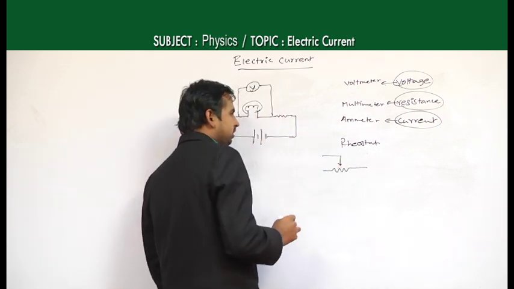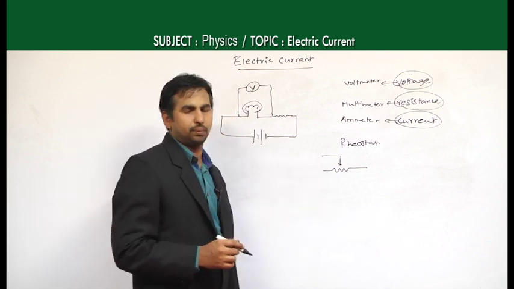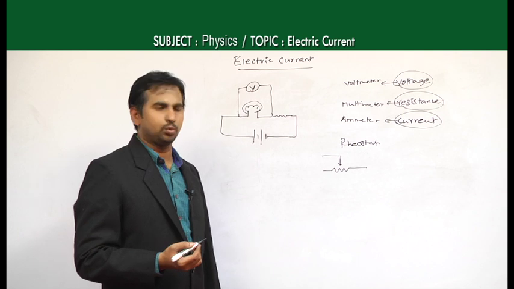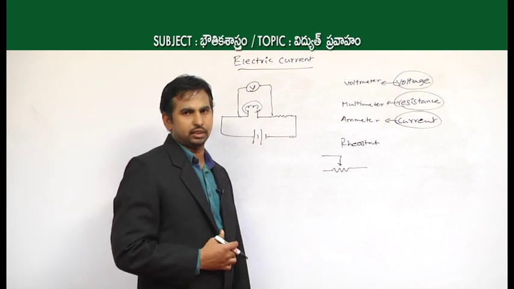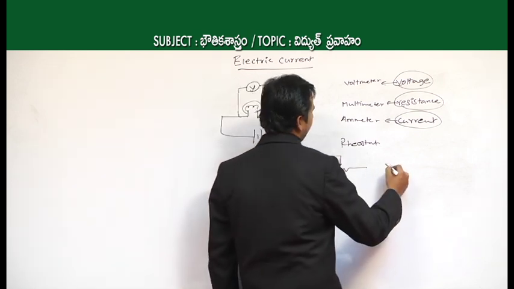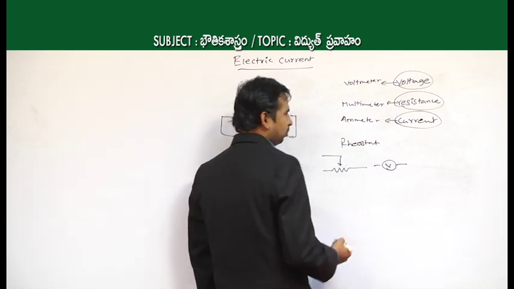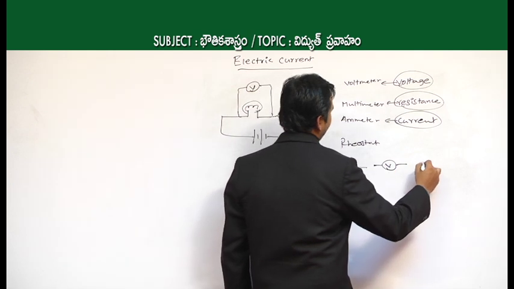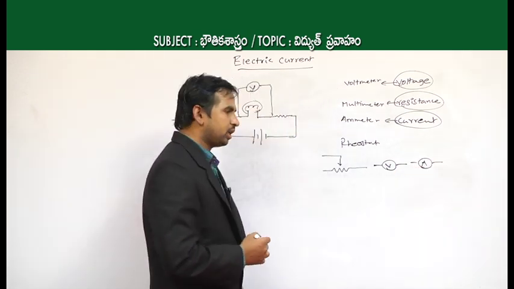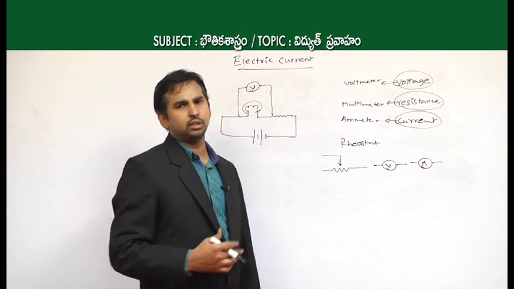This arrow mark represents that it is a varying resistance. Varying resistance means we can change the resistance value at that point by using the rheostat. Then you already know the symbol for voltage is like this, and for current we use the ampere symbol, like this. These are the different symbols we use for measuring devices.